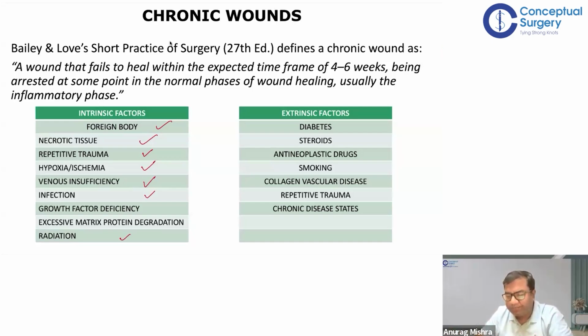Systemic factors include diabetes, patients who are on steroids or immunosuppressants, anti-cancer drugs, smoking, collagen disorders, repeated traumas, and chronic disease status like chronic liver disease, chronic renal disease, all that causes these. So as soon as you get these wounds, you should investigate the patient properly, try to treat the cause, and then the wound will start healing.